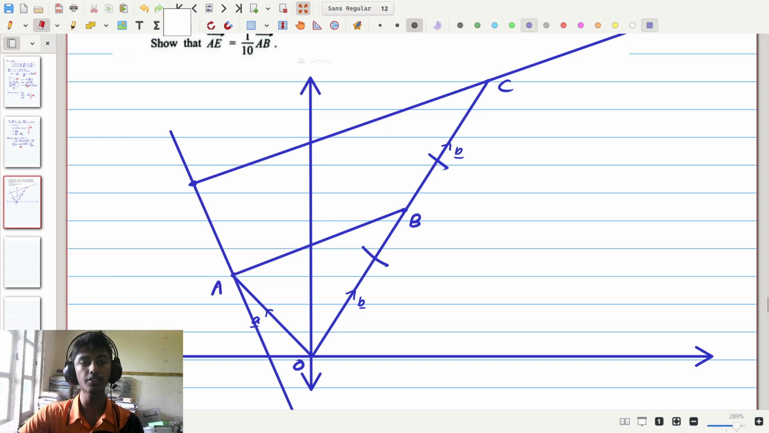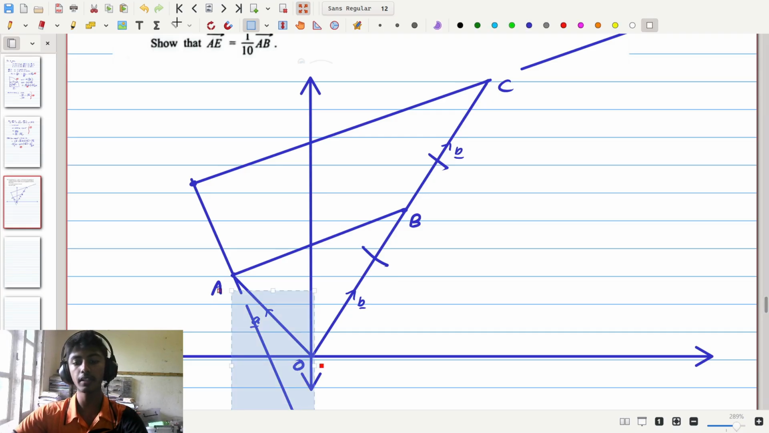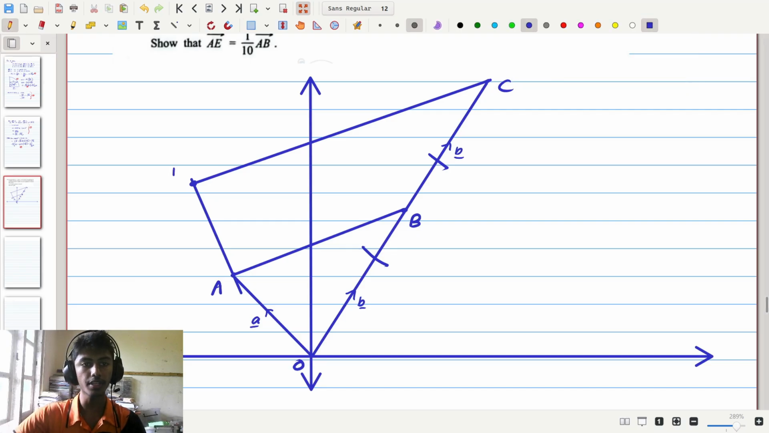We don't need any of the other stuff. We can erase this part, and also this little part of this line up here, and this part of the line down here, and we can now label the point D as being the point that is right over here. So this is the point D.